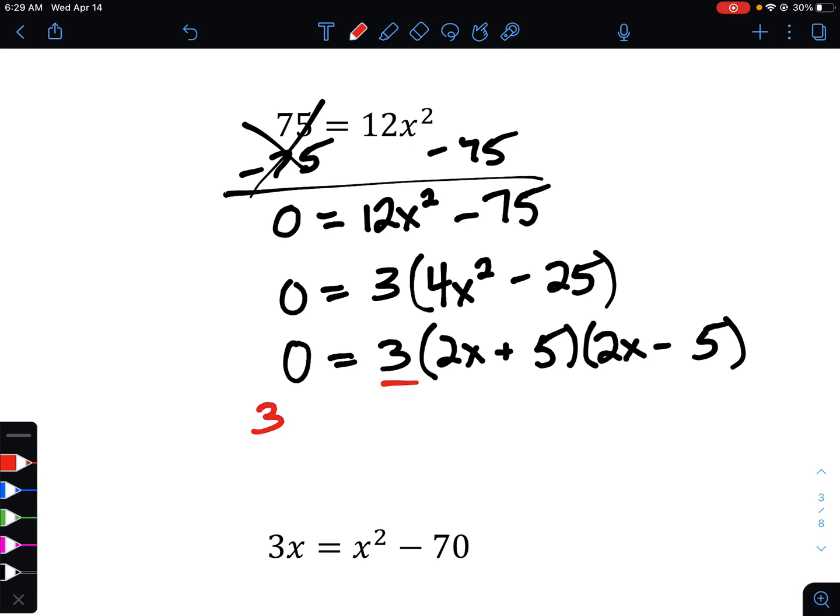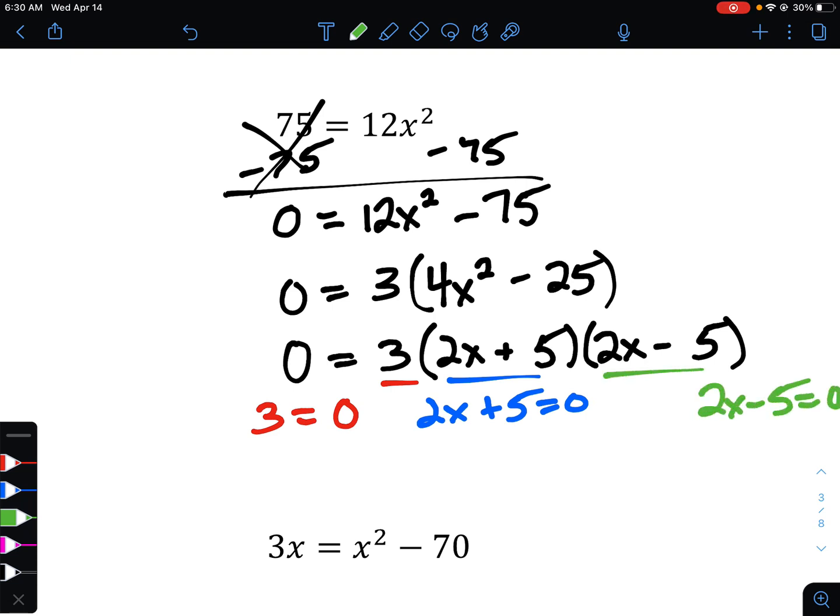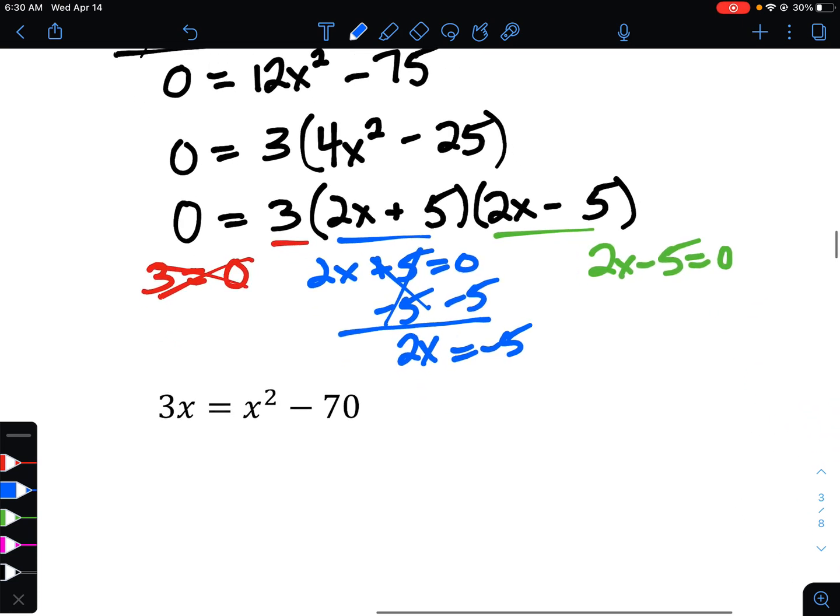So we'll set each of our factors equal to 0, starting with the 3, and then the 2x plus 5, setting that equal to 0, and then finally the 2x minus 5, setting that equal to 0 as well. Obviously for the first one, 3 can't equal 0, so that one just kind of gets tossed to the side. But for the next one, we'll go ahead and solve that. We'll subtract 5 from both sides, so 2x is equal to negative 5. And now divide both sides by 2, and we'll get that x is equal to negative 5 halves.